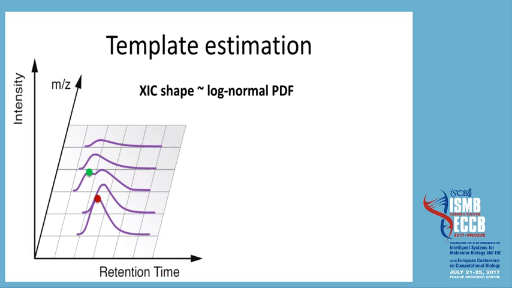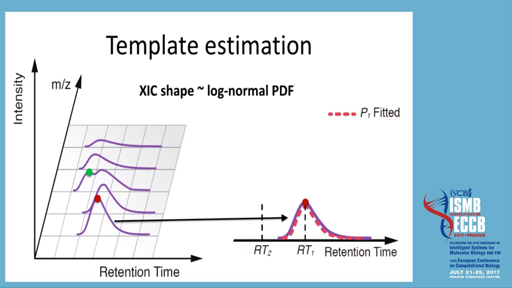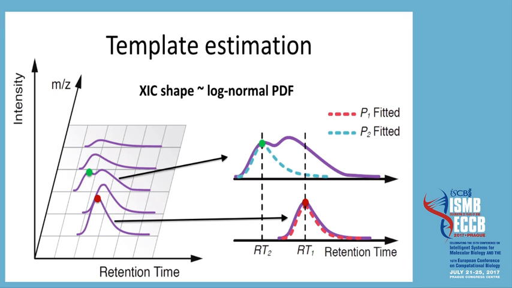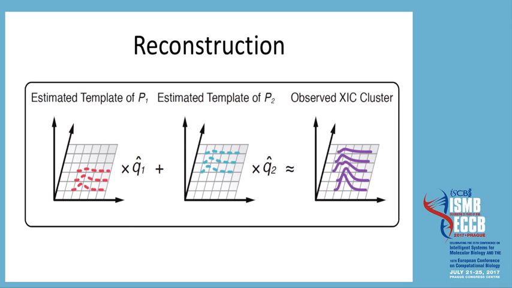So the last element is the XIC shape, and it is found by fitting a log-normal probability density function against the observed XIC around the estimated positions. This is based on our observation: the XIC shape fits well to the log-normal PDF of different parameters, like this and like this. So we have estimated templates.